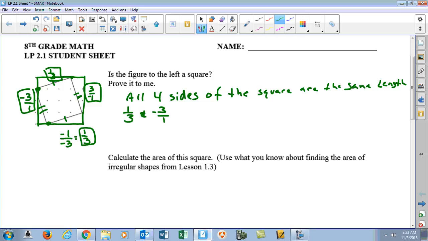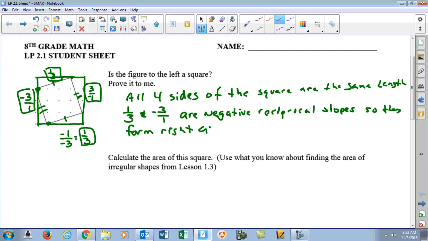What are those two slopes? What are those two slopes right there? Yeah. 1/3 and -3/1 are negative reciprocal slopes of each other. So when you have negative reciprocal slopes that touch, like for example, I'll use a different color. So if I go here, here's 1/3 and -3/1.